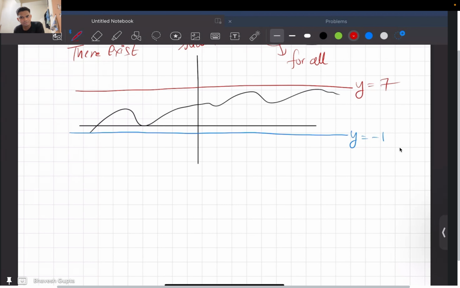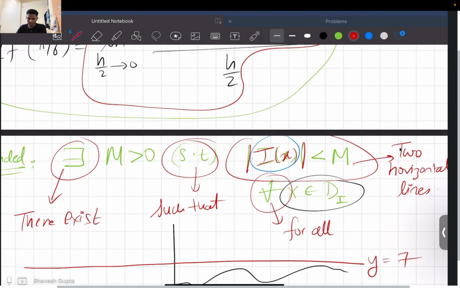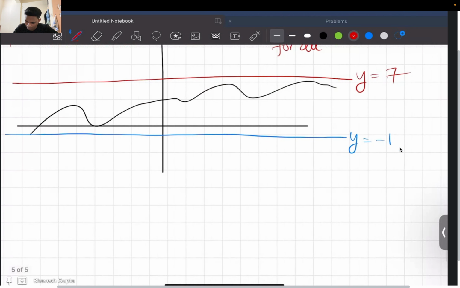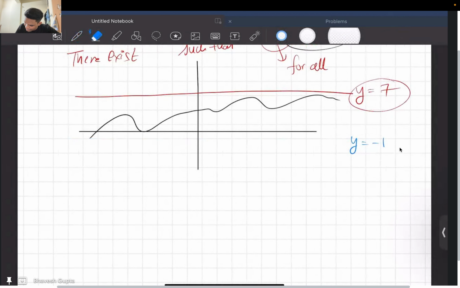But how do I write in this language? You just take the maximum of them, maximum in terms of magnitude. Do you understand the word magnitude? In terms of magnitude, 7 is larger. So instead of creating this as my horizontal line, I'll create this as a horizontal line.